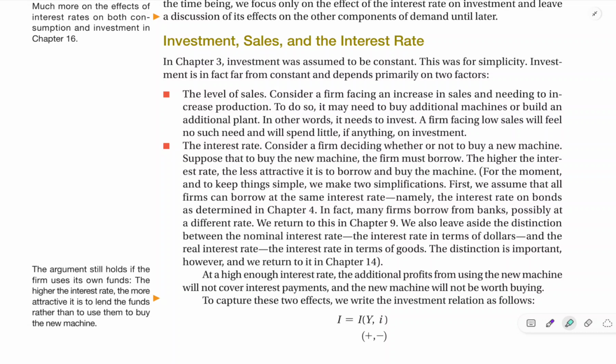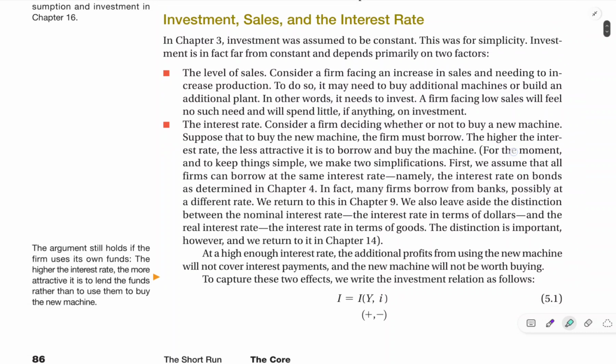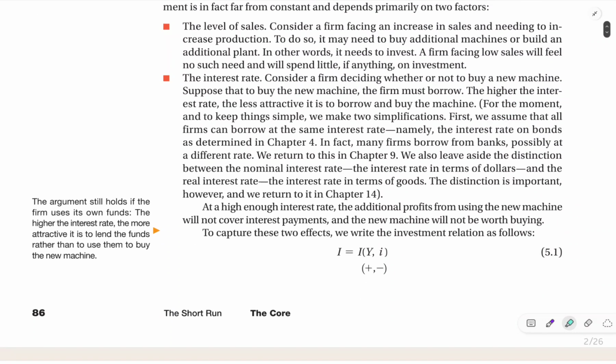We also leave aside the discussion between the nominal interest rate, the interest rate in terms of dollars, and the real interest rate, the interest rate in terms of goods. The distinction is important, however, and we return to it in chapter 14. At a high enough interest rate, the additional profits from using the new machine will not cover interest payments, and the new machines will not be worth buying.